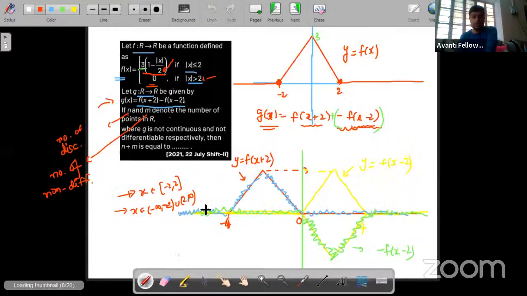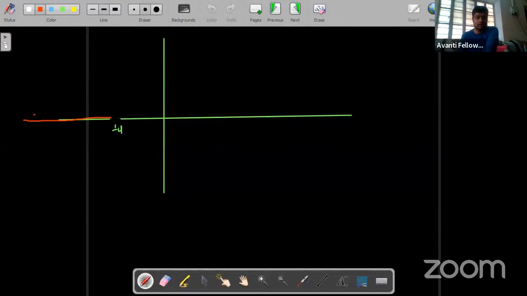Now, after x equals -4, we are getting f(x) plus 2, but minus f(x) minus 2 is 0 again. So it means we are adding 0 to this graph. So the net graph will be this graph. Clear? So the net graph will be this graph. Clear? This is 0. This value is 3.